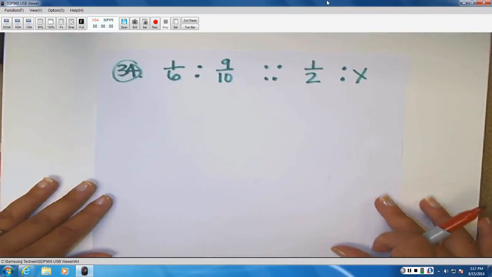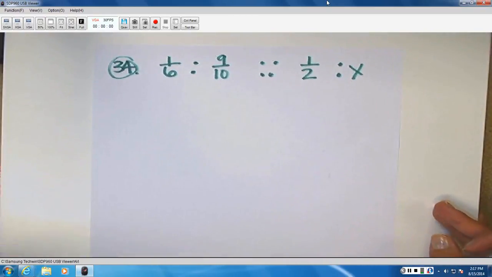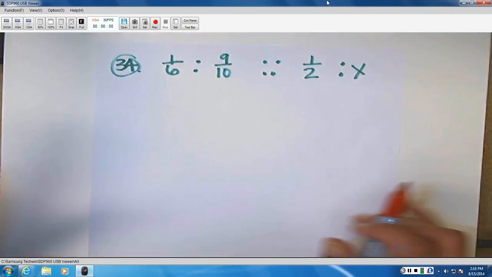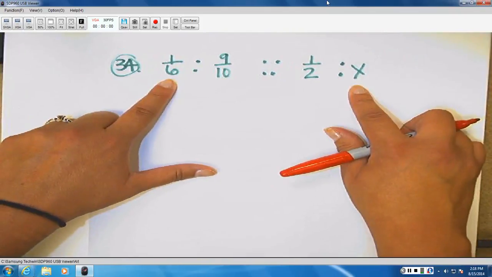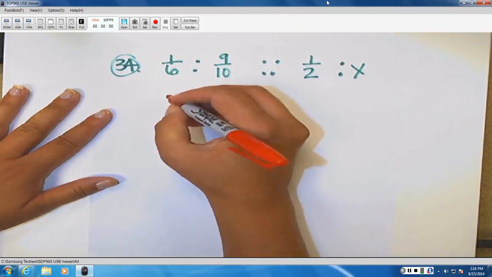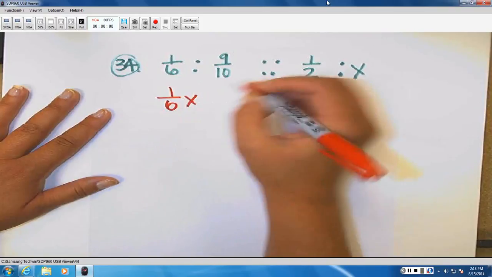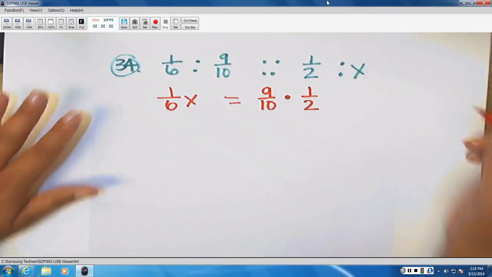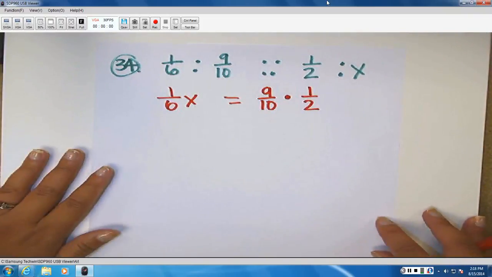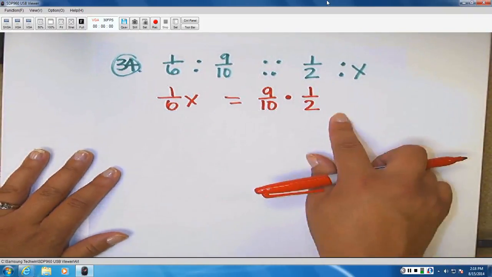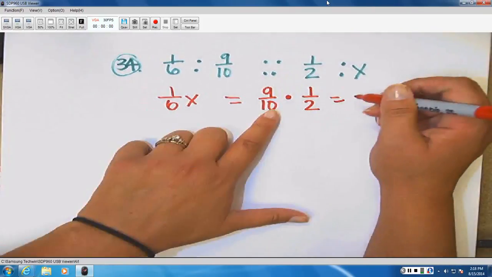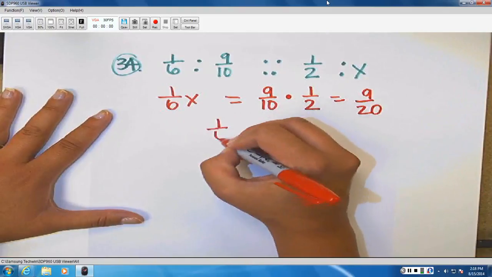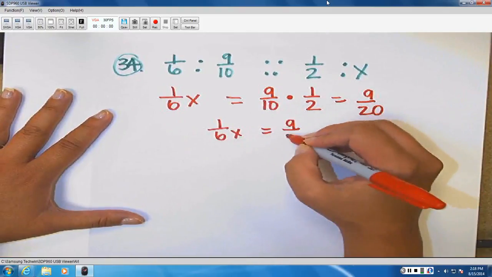Let's do one more that's like this. This is going to be number 34 from your worksheet. 1/6 is to 9/10 as 1/2 is to x. So we'll set up our equation, again taking our two extremes and multiplying them together. So this is 1/6 x equals 9/10 times 1/2. And I'll just multiply straight across. So this ends up being 9/20. So now our equation reads 1/6 x equals 9/20.